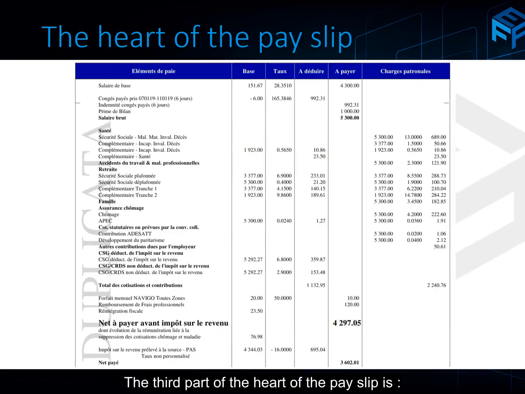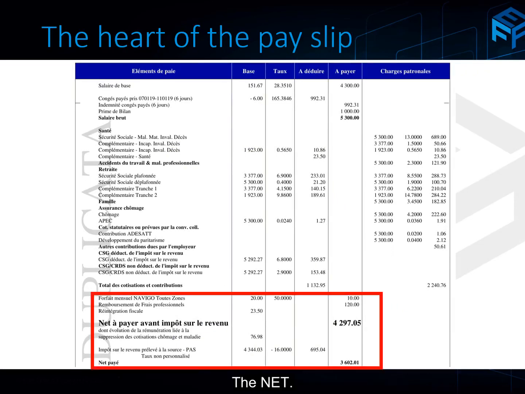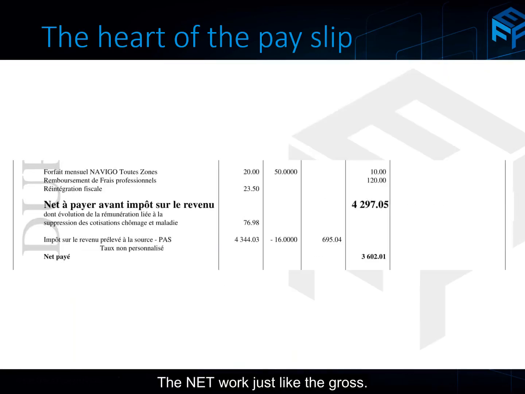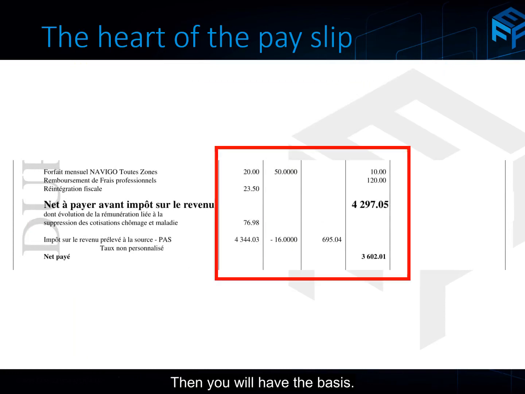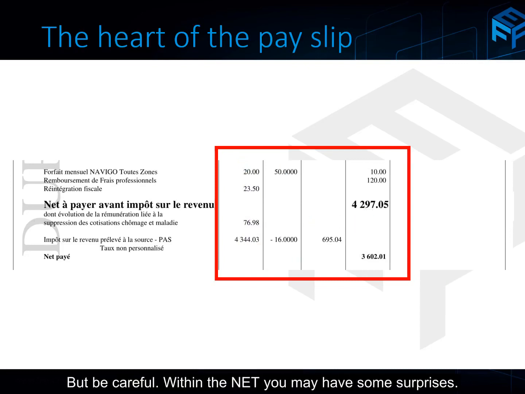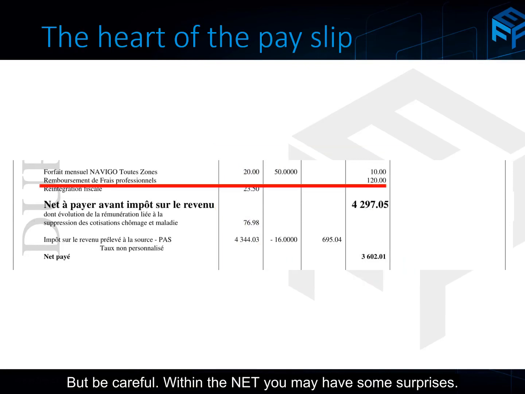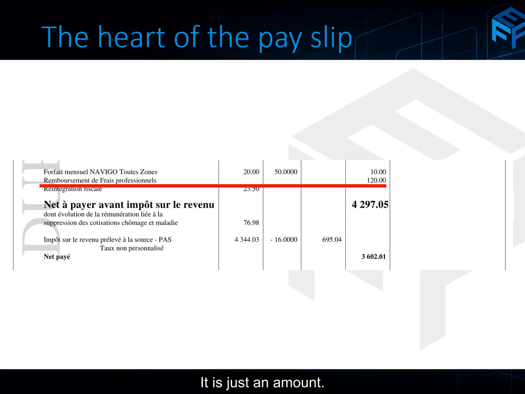The third part of the heart of the payslip is the net. The net works just like the gross. You'll first have the label, then you'll have the basis, the rate, the positive amount, and the negative amount. But be careful, within the net you may have some surprises. For example, this element has no basis, no rate, it is just an amount. For example, this element is the payment of an expense.